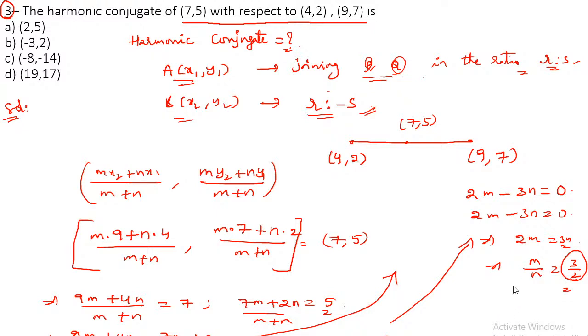So the ratio in which this point (7, 5) divides the line segment joining (4, 2) and (9, 7) is 3:2. Now the harmonic conjugate of (7, 5) will divide the line segment joining (4, 2) and (9, 7) in the ratio 3:-2.